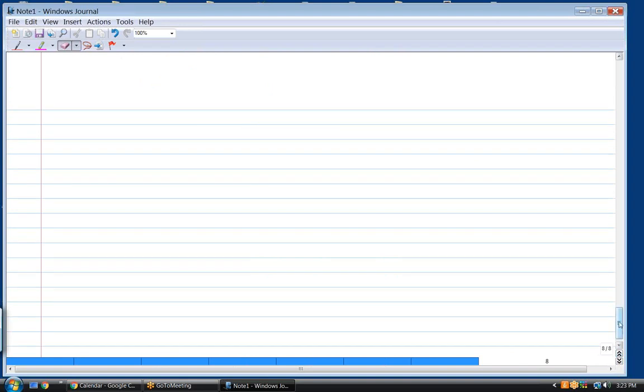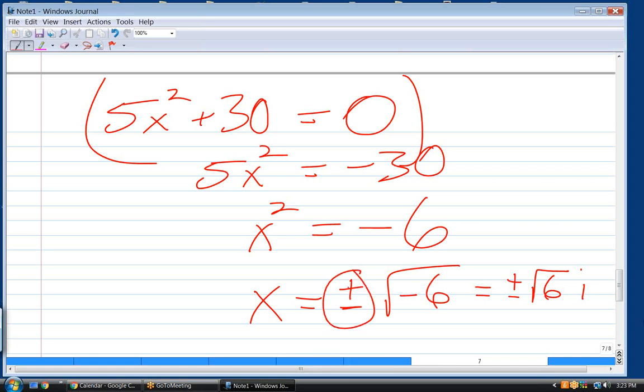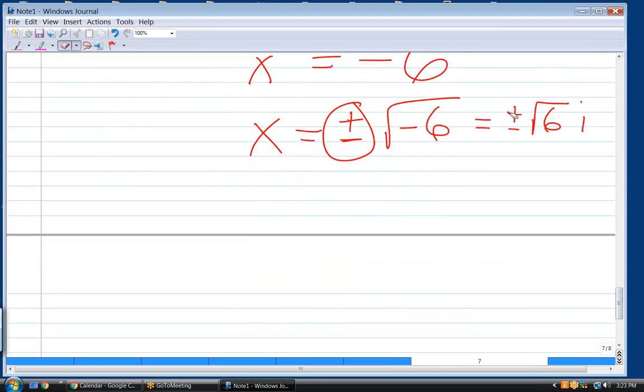And both of those answers are legit. In other words, when you have a quadratic, always expect 2 answers. If you only get one answer, it's the rarity, not the common. Almost always you have 2 answers. And so had you forgot the plus or minus, you would have ended up with only one answer, and that was the square root of 6i.